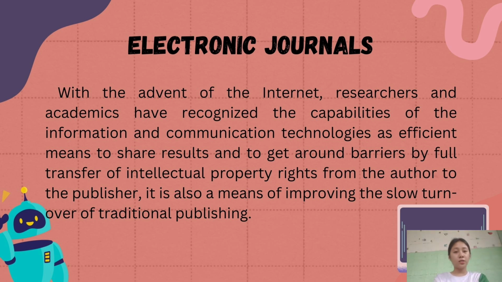So electronic journals use the internet to help researchers share their work quickly, unlike traditional publishing, which is slow and requires giving up rights to publishers. Electronic journals allow faster publishing and more control over the research. For example, a scientist can publish their study online in an electronic journal, making it available to others much faster than if they used traditional printing methods.